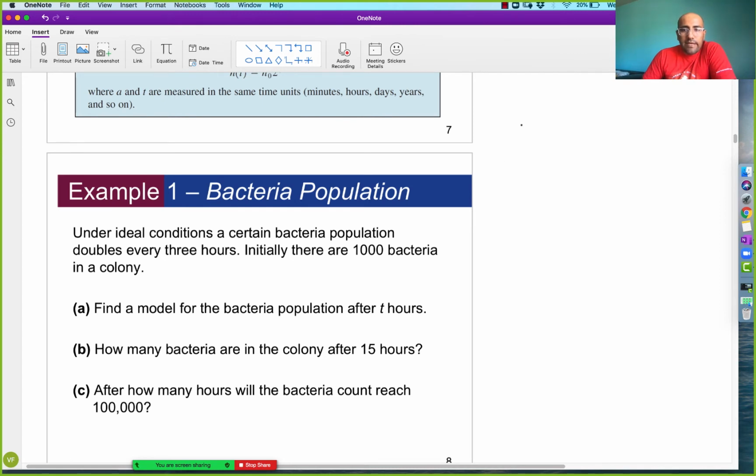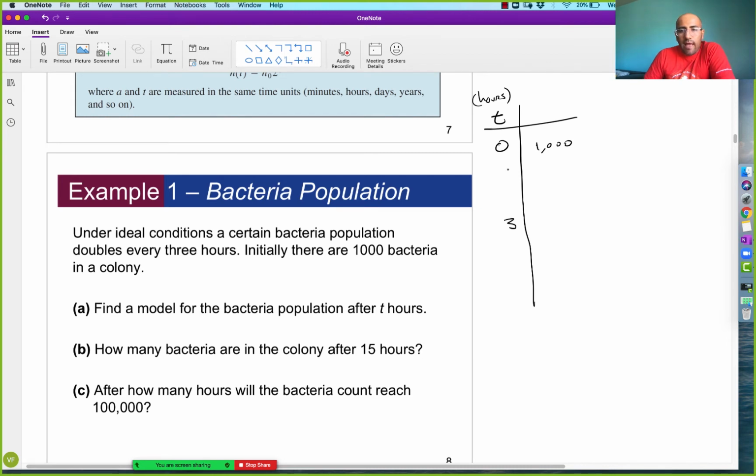Right, so like on a table, we have time t given in hours. In hours, find the model population t hours. So at time 0, we start out with 1,000 bacteria in the colony. And we know that it doubles every 3 hours. Bacteria doubles every 3 hours.